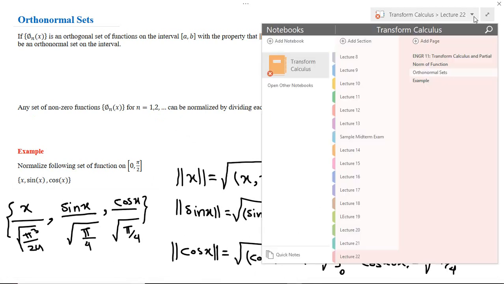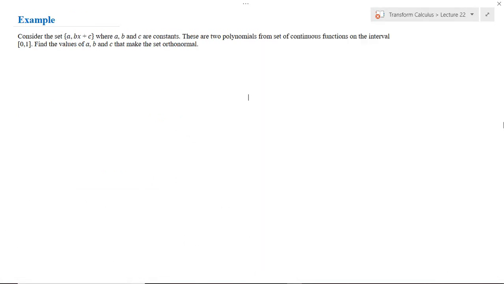Now we go to solve another example. Consider the set of functions. It has two functions: a, a constant function, and bx plus c, where a, b, and c are constants. These are two polynomials from the set of continuous functions on the interval of 0 to 1. Find the values of a, b, and c that make the set orthonormal. If you want to have this set orthonormal, first this set should be orthogonal, and then the norm of each function should be equal to 1.